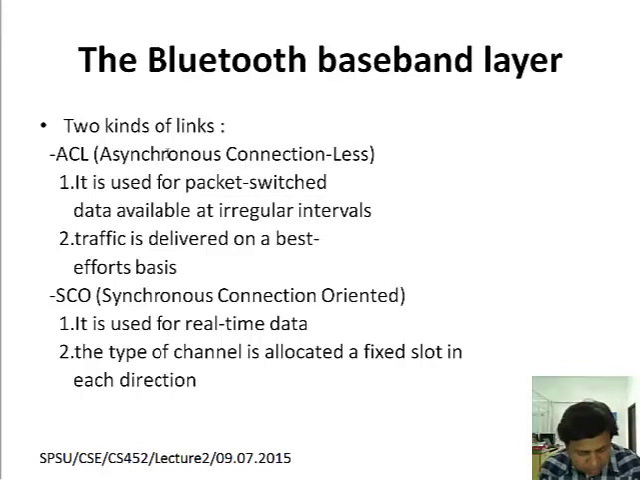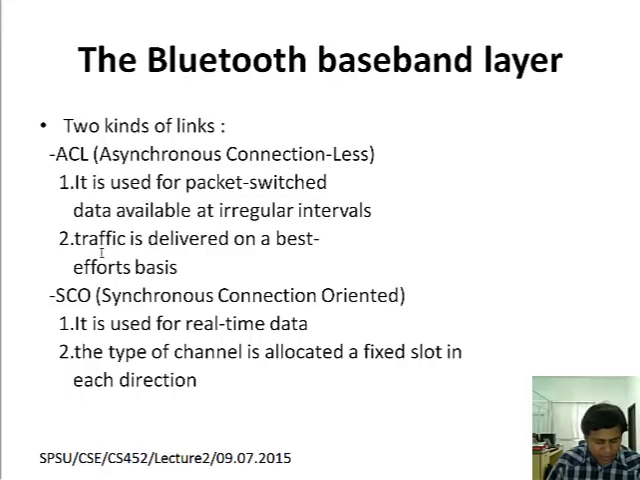The ACL link is used when data integrity is more important and we need to avoid some latency. With this type of link, if the frame is found to be corrupted, it needs to be retransmitted. It uses a packet switched network with data available at irregular intervals, and this traffic is best effort basis traffic. An ACL frame uses an odd number of slots, and with more slots it can achieve a maximum data rate of up to 721 kbps.